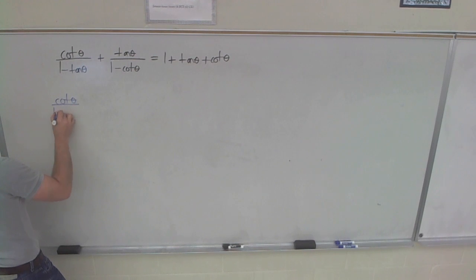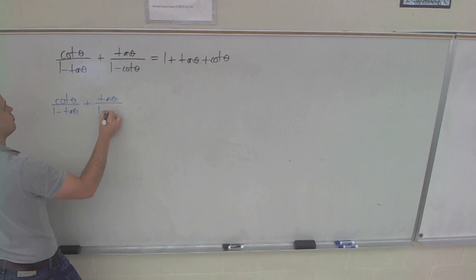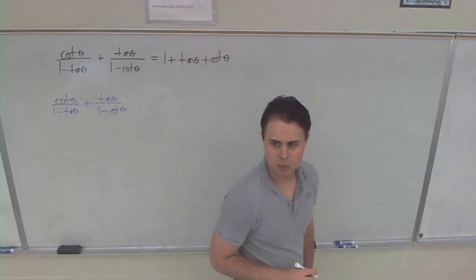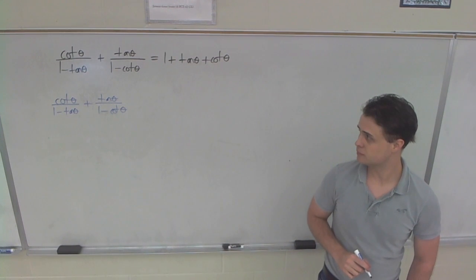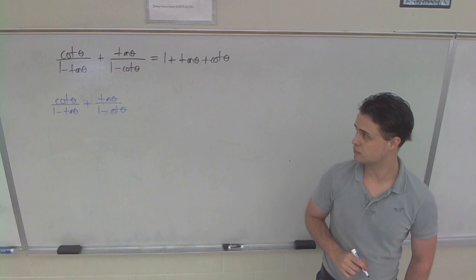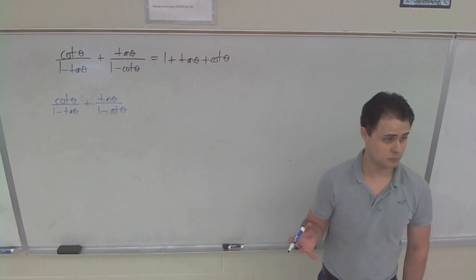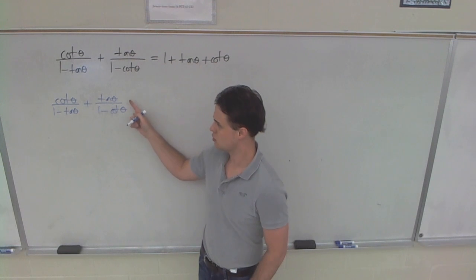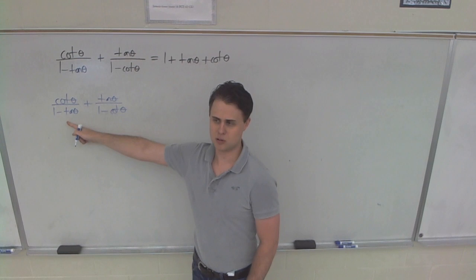Cotangent theta over 1 minus tangent, plus tangent over 1 minus cotangent. I think there's probably a whole bunch of ways we can do this particular problem. So, any ideas? Times the top and the bottom by 1 minus tan on both sides, then we'll cancel. What's Kyle talking about? I think he's going for a common denominator. Should we try that? So he's saying this one needs 1 minus tangent, and this one would need 1 minus cotangent. Let's see if that works.